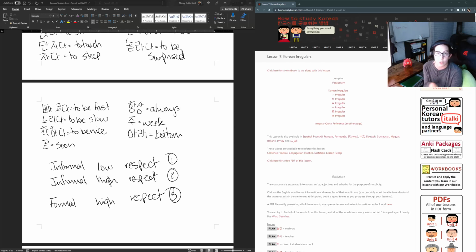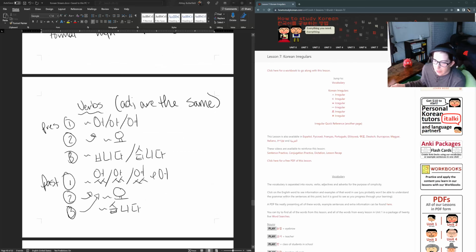So you have informal low respect, which you'd use with people younger than you, or friends in the same age group as you. So informal low respect, informal high respect, and then formal high respect. That's the 3 steps. So we just made it simple for me. I labeled them 1, 2, 3, and that's how I did my notes. So verbs and adjectives, they're exactly the same. They get conjugated exactly the same, which is really nice. And I like it. We have present tense.